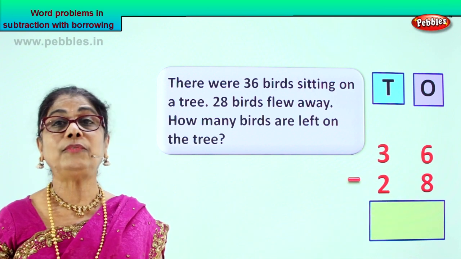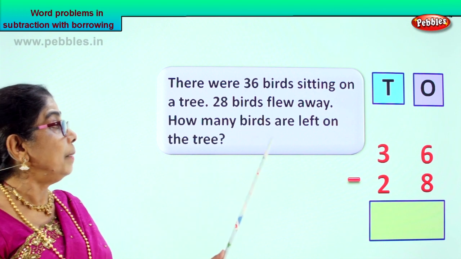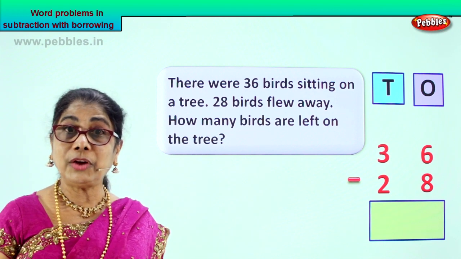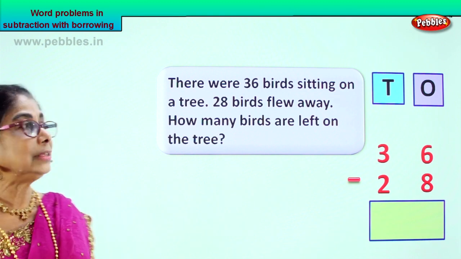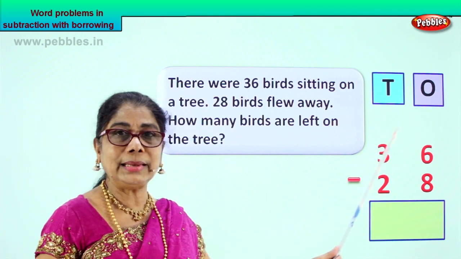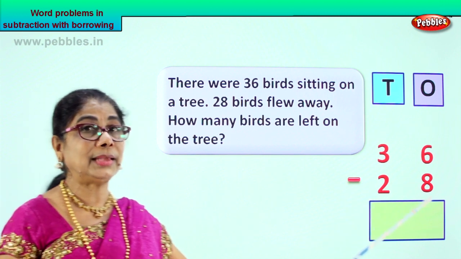Why? 28 flew away. What is your question? How many birds are left on the tree? We'll have to find out that. 36 minus 28. Let's go to the ones place. 3 tens, 6 ones, 2 tens, 8 ones.